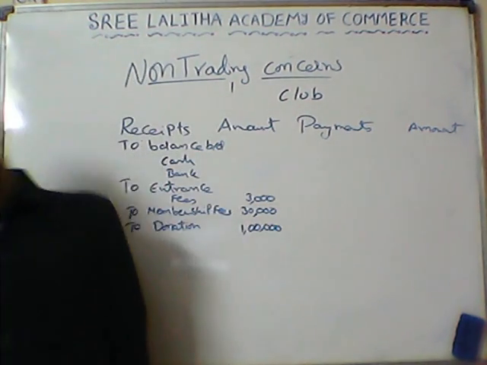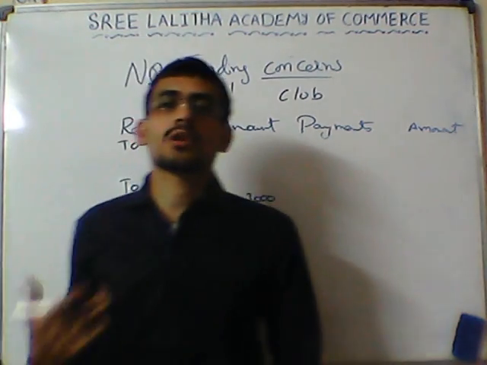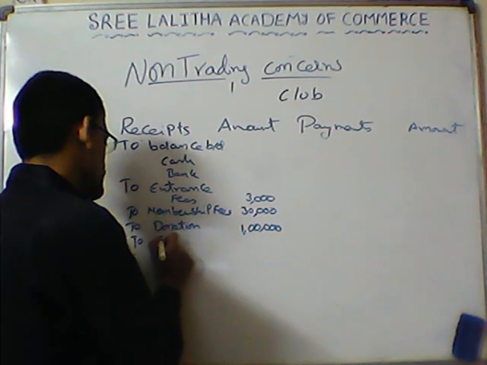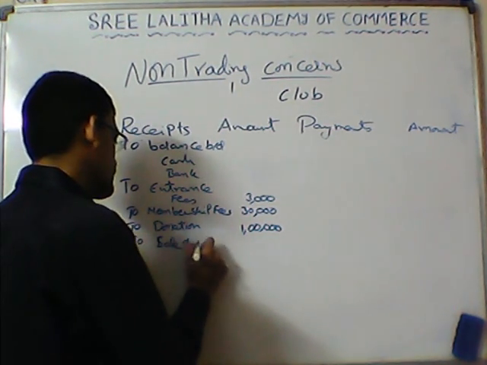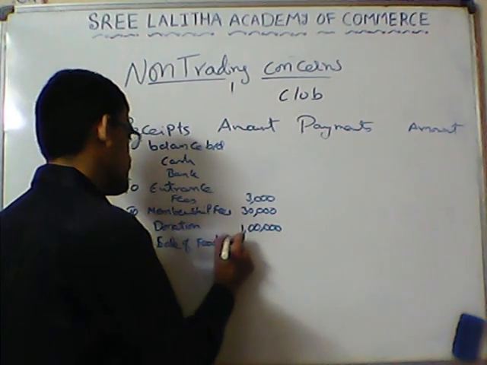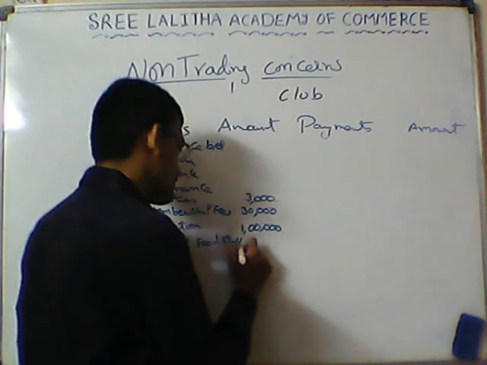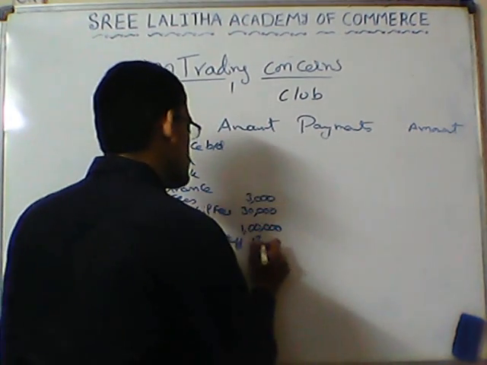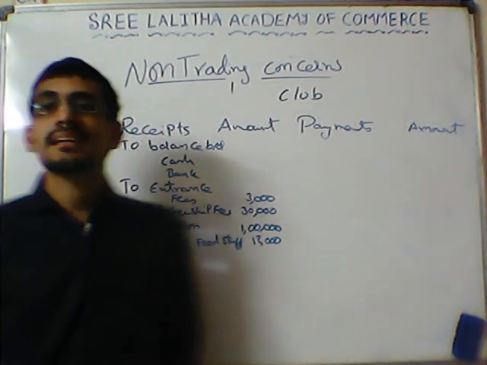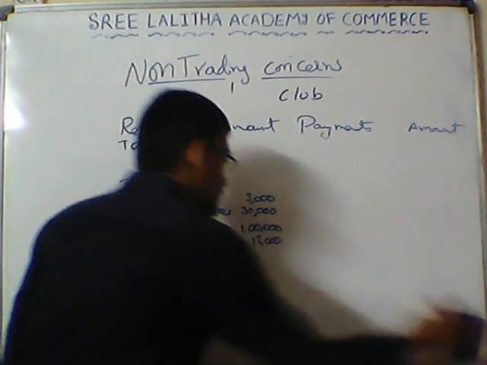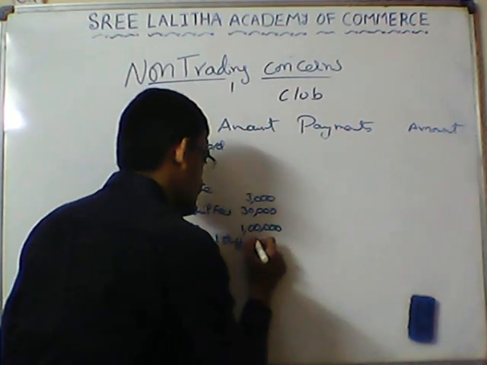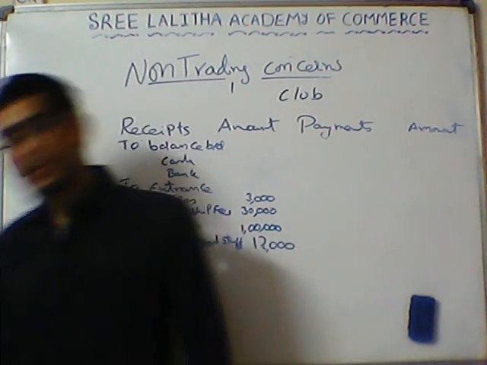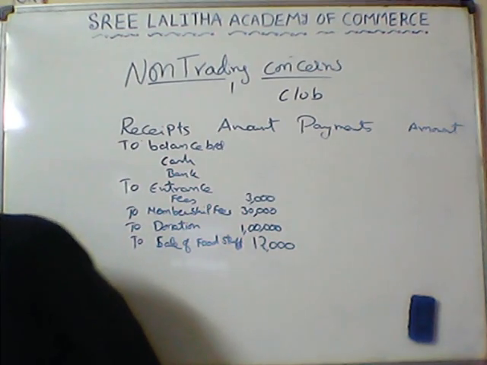Next is what? To foodstuff sales. The club is having certain sort of foodstuff. The club is selling that. So this is a receipt for that. To sale of foodstuff. Sale of foodstuff. How much? It is amounting to 12,000. That's what are the receipts which are given in the problem. So it is nothing but 12,000. 12,000 is the income.